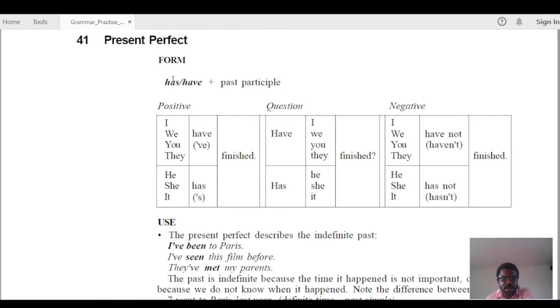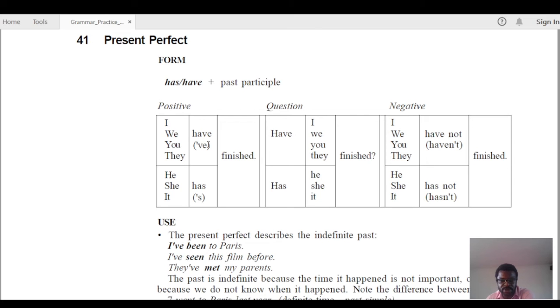So today we have our have and has, plus the past participle, which we usually call the V3. In a positive sentence, always we have three different patterns or forms of sentences. You have the positive, the question, and the negative. So here I have I, we, you, they. We use have. Then he, she, it. We use has. For a positive sentence, you have to use the V3 of the verb, whichever verb that is. But here they are just using this as an example to fill in the space.